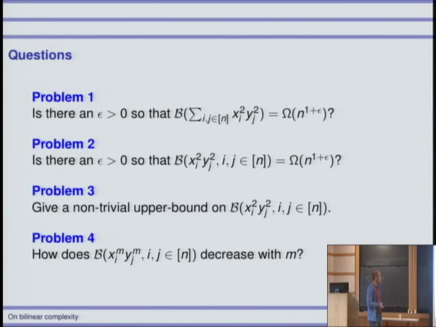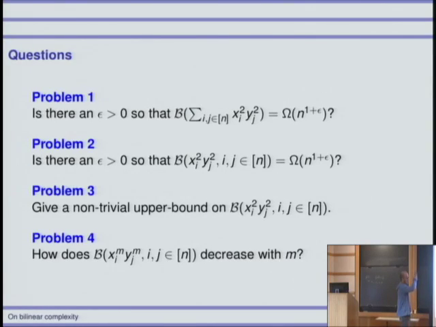And finally, you will note that the questions are in decreasing order of interest. The final question is, how does the complexity of this set of polynomials depend on m? We saw before that if m is equal to 1, the complexity is n squared. And if m is this 1.5 thingy, then it's n to 1.5. But already for m equal to 2, the best bound you get is 2n minus 1.